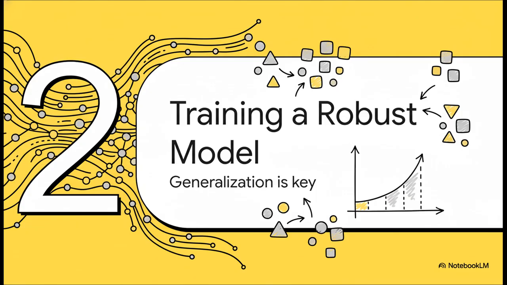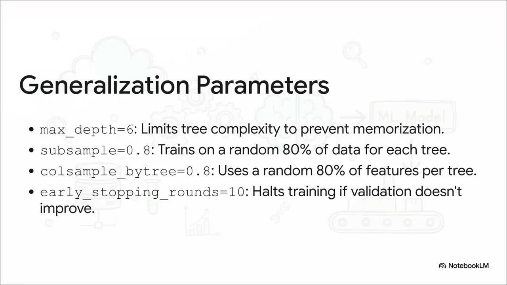All right, our data is split the right way. Now for the main event, actually training the model. And look, the goal here isn't just to get the highest possible score on our training data. The real goal is to build a model that can generalize, that works well on new customers it's never seen before. So, when you peek inside that train-model.py script, you won't just see a basic model.fit.